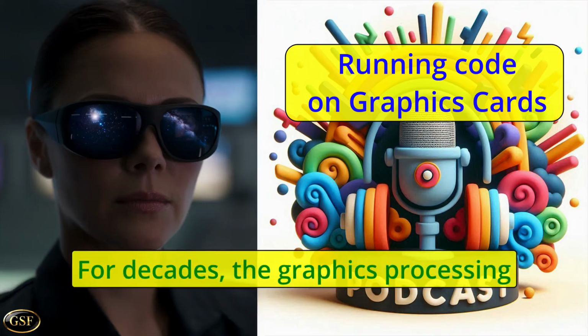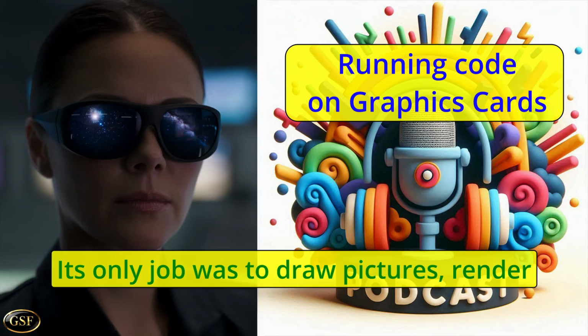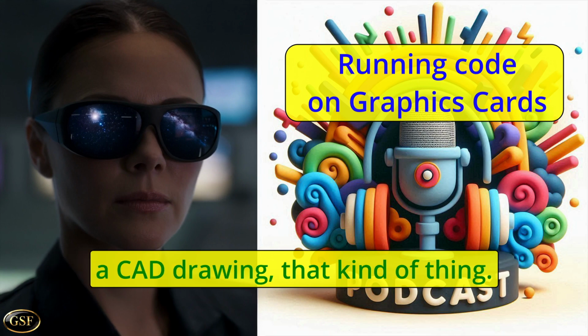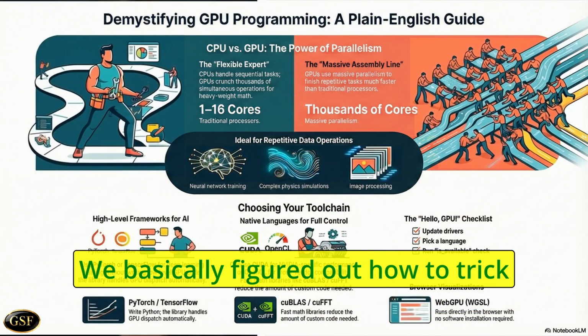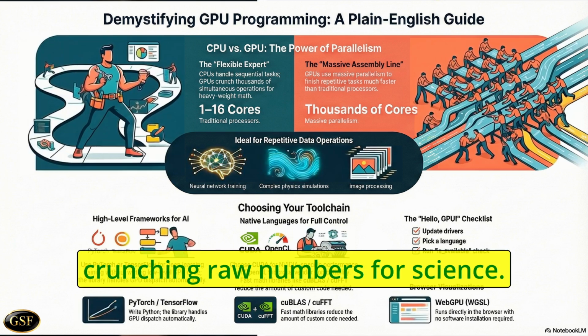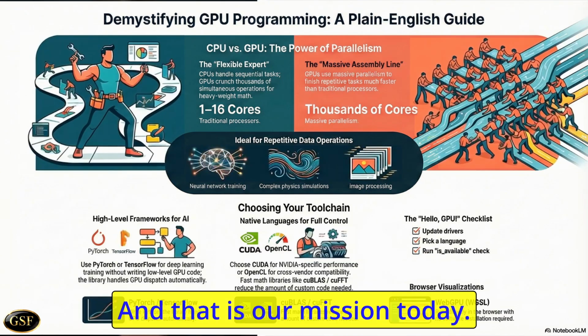I mean, for decades, the graphics processing unit, the GPU, it was a specialist. Right. Its only job was to draw pictures, render explosions in games, smooth out lines in a CAD drawing, that kind of thing. But in the last 15 years, a huge shift happened. We basically figured out how to trick this hardware, which was designed for pixels, into crunching raw numbers for science. And that is our mission today.